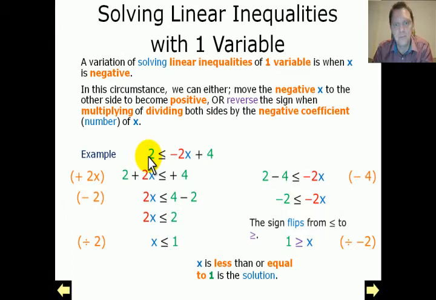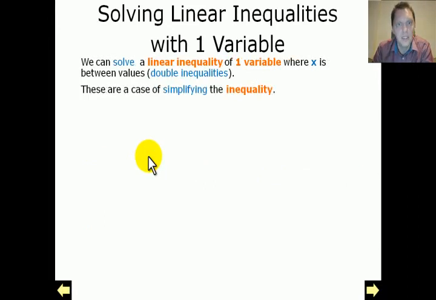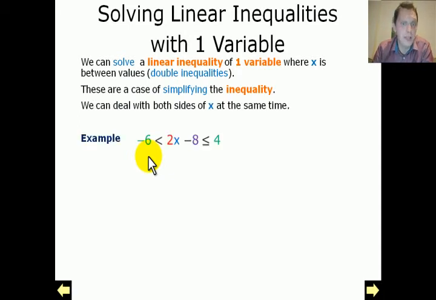We could get harder cases where we've got double inequalities actually happening. So here I've got minus 6, which is less than 2x minus 8, but this is also less than or equal to 4. Now again, there's 2 different ways to approach this. I'm going to show the first way, where I'm going to approach the whole thing all at once by doing my laws of equations.